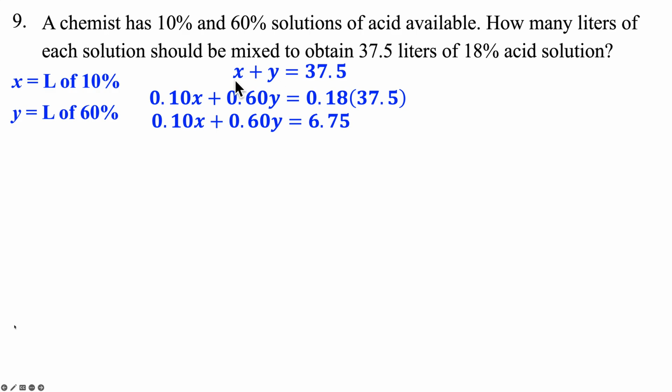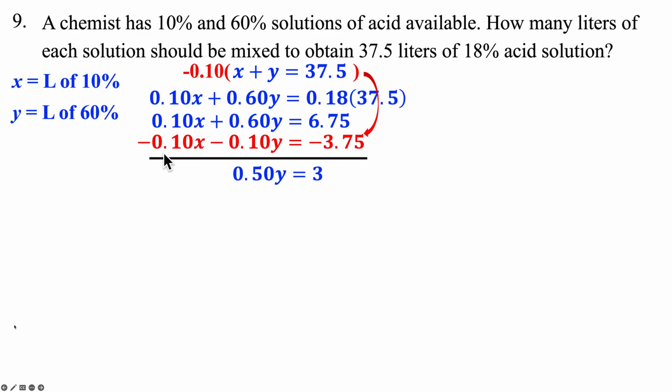All right. Smallest coefficient, 0.10. Multiply this top equation by negative 0.10. Move it underneath. We have negative 0.10x minus 0.10y equals negative 3.75. All right, cancel the x's. 0.60y minus 0.10y is 0.50y. 6.75 minus 3.75 is 3. Divide by 0.5, we get a 6.